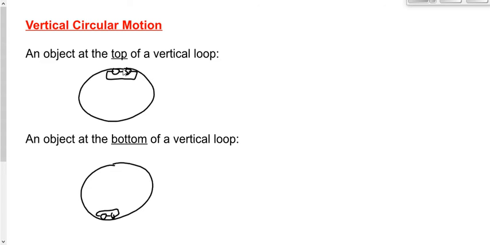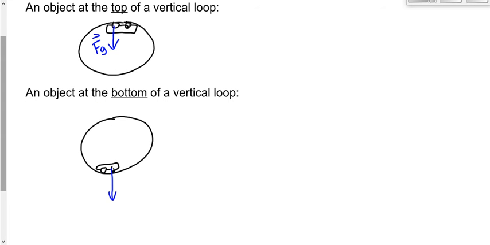Downwards. Good. So we're going to say Fg is a downward force. In fact, we're going to say that at the bottom as well. Force of gravity is downwards when you're at the top of the circle, and the force of gravity is downwards when you're at the bottom of the circle. It's always downwards, right? No matter what the orientation.